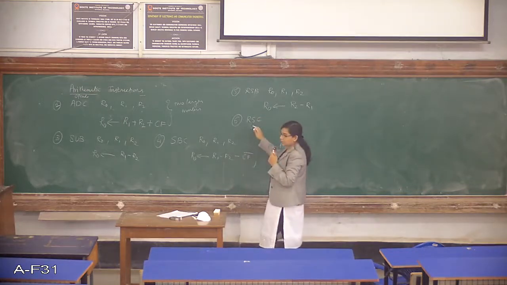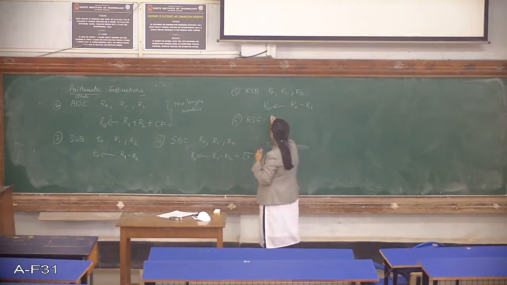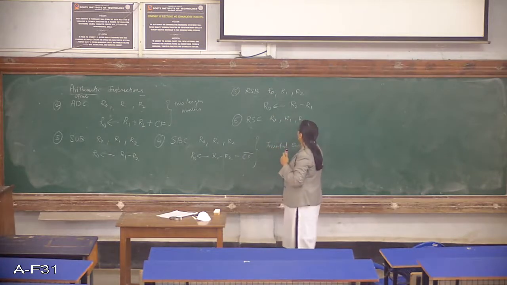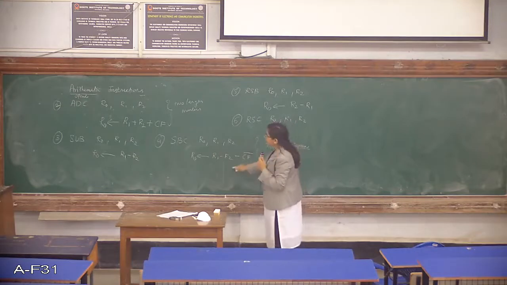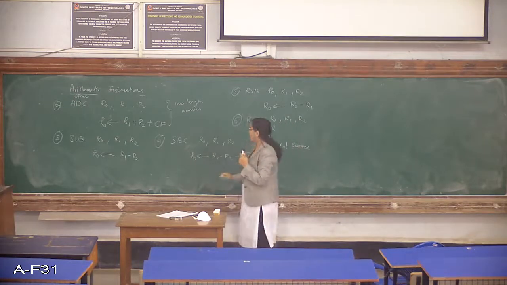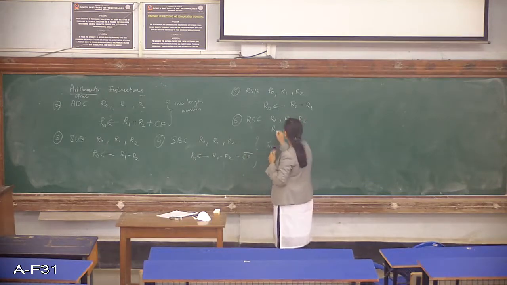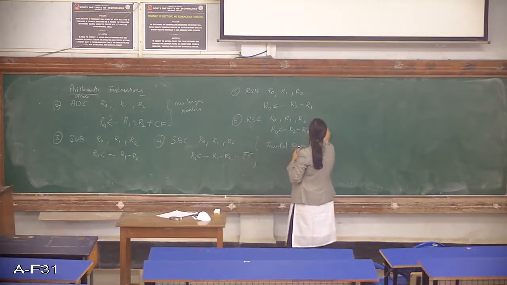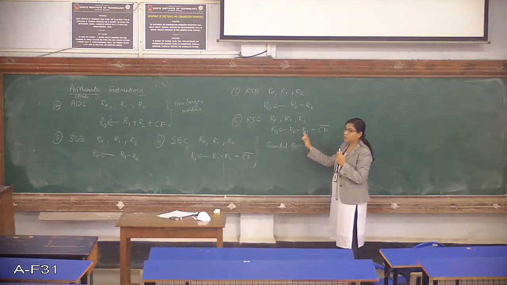RSC. This is nothing but reverse subtraction with carry. The syntax is again the same: R0, R2, R1, R2. So how exactly does this work? Same like your SBC, but in this case, instead of R1 minus R2, you'll be using R2 minus R1 minus CF bar. This is the change we have, R2 minus R1.